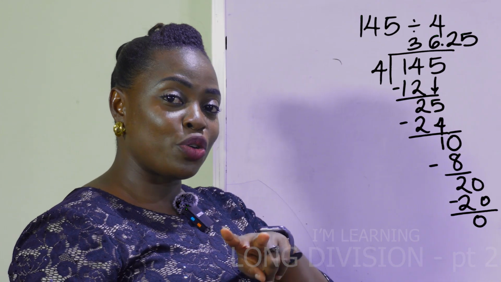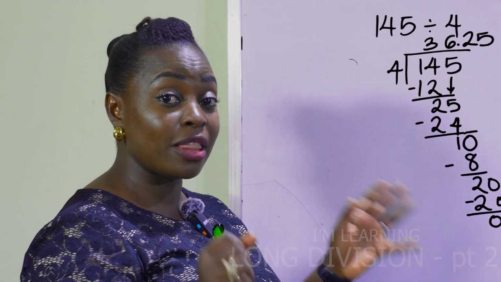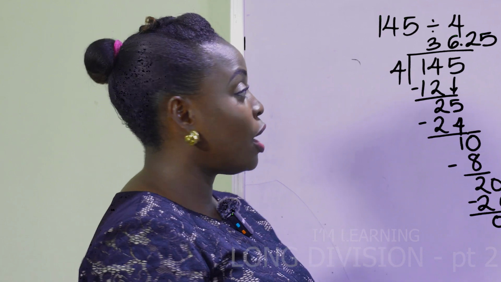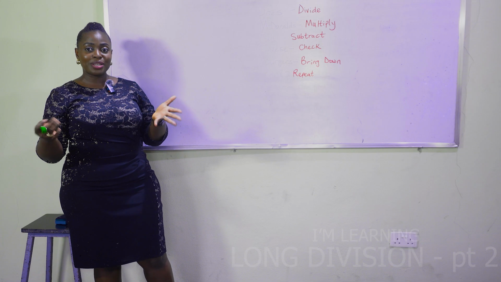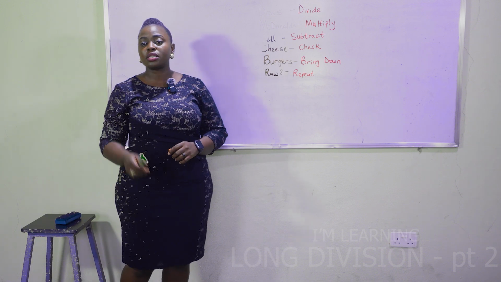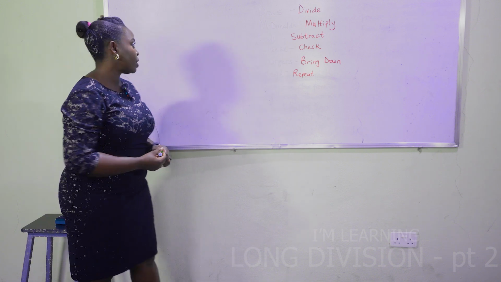Now we're going to try 2 more examples, and I'm sure by then you would have totally mastered how to divide numbers up until decimals. All right, so now let's look at another number. Let's look at 315 divided by 4.